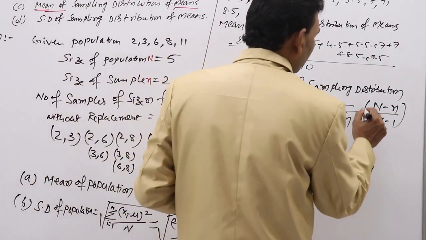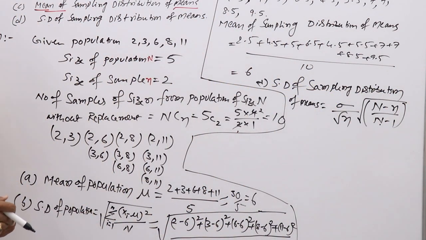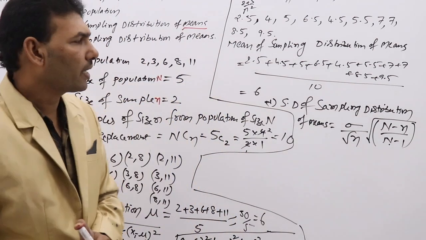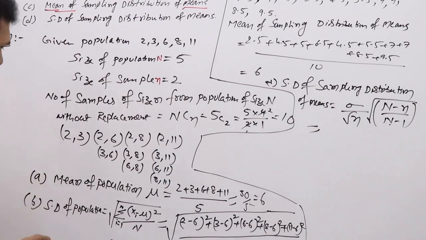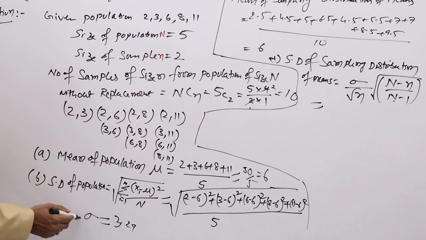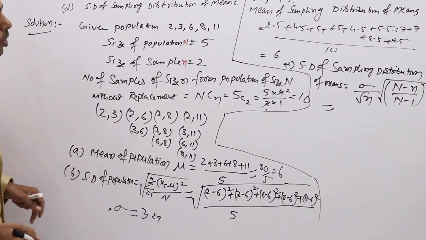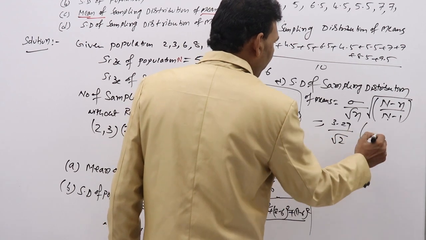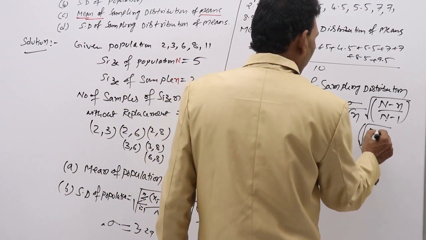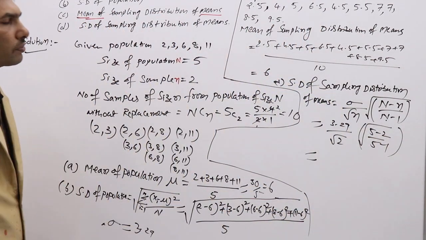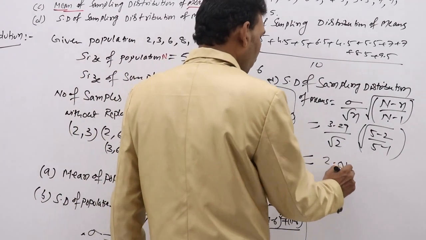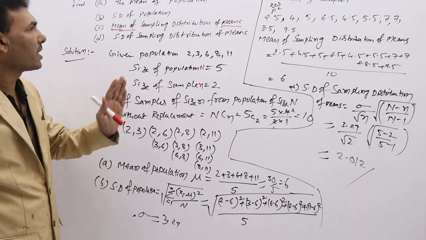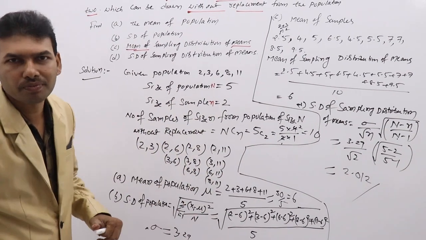We call this one the correction factor. Sometimes for a short answer, the population size and sample size are given. Find the correction factor, capital N minus small n by capital N minus 1. You know all the values. Sigma is the SD of population, which we calculated here: 3.29. Small n is 2. So substitute: 3.29 by root 2 into square root of capital N 5 minus 2 by 5 minus 1. If we calculate this, approximately we will get 2.012. Like this one can easily calculate the mean of population, SD of population, mean of sampling distribution of means. Everything one can easily calculate.